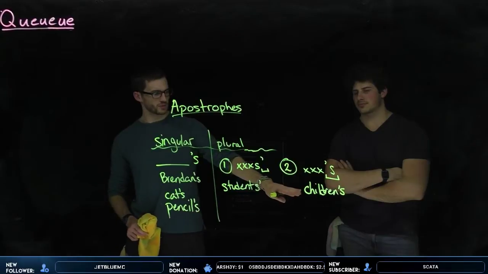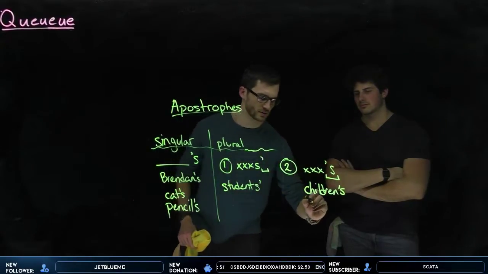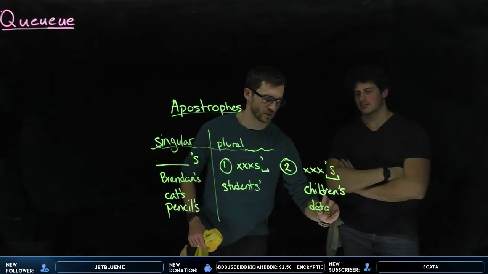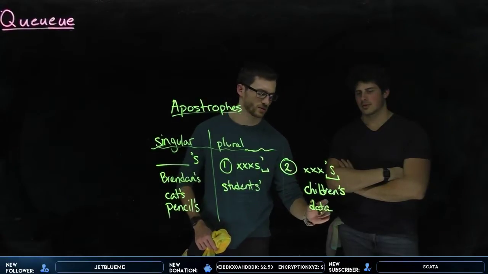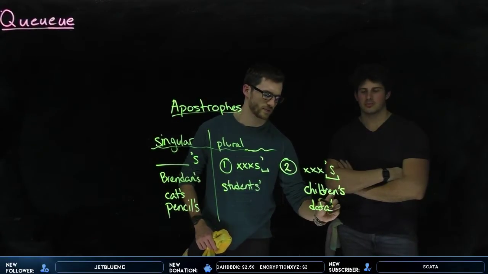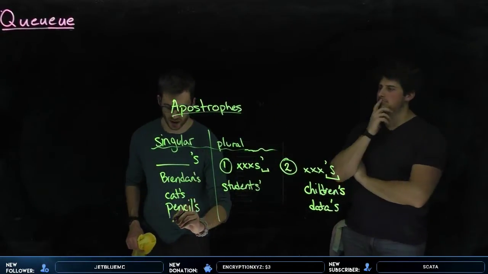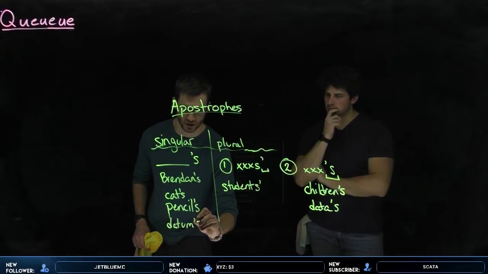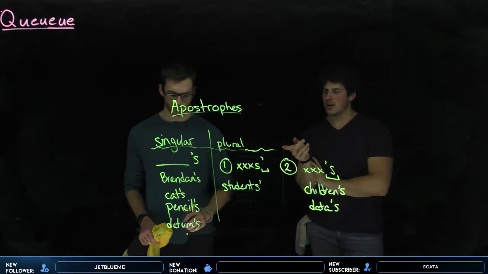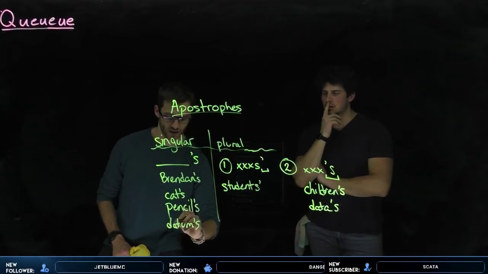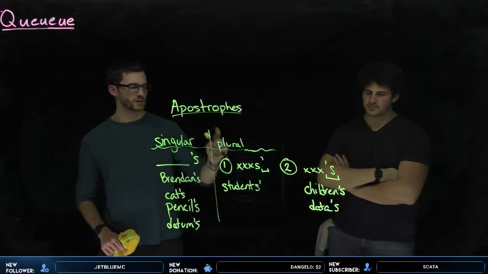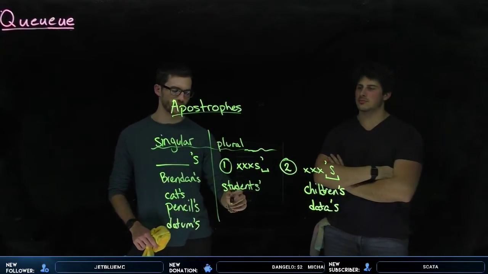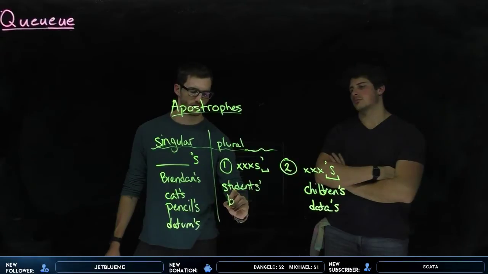Let's do another couple ones. So data. Data is actually plural, just so everybody knows. So this singular is datum. So the datum's source or the data's source. Can you make that A look less like a C? Thanks. And then plural with an S at the end would be birds.